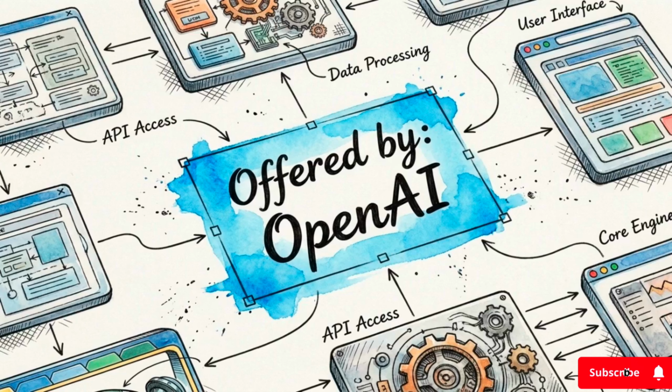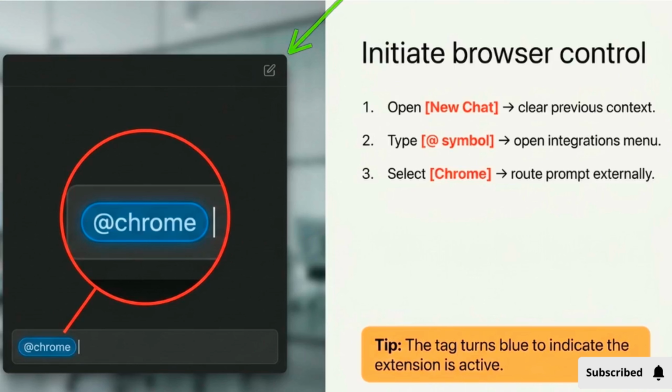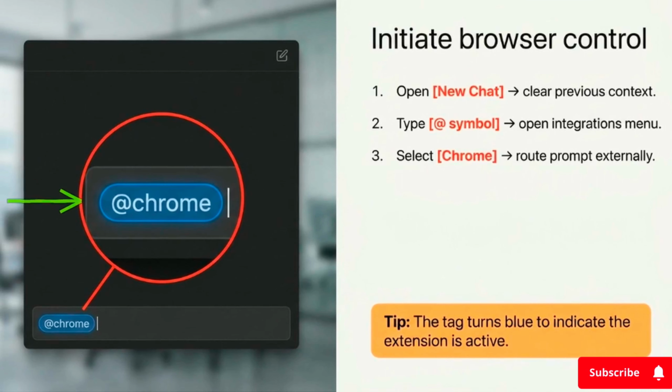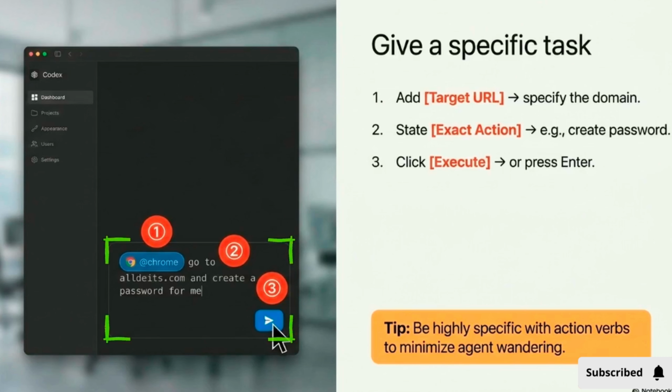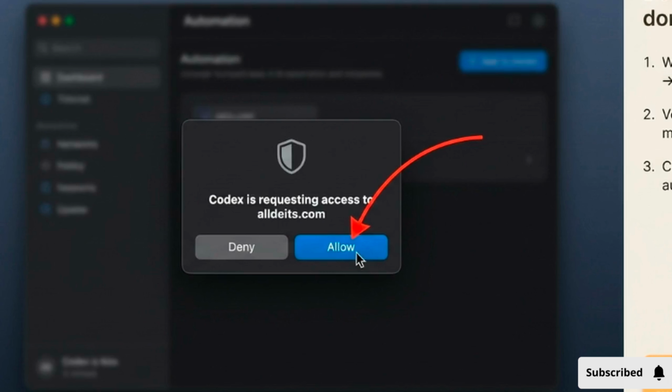Step 1 in running a task is opening a fresh chat to clear any previous context. Then, simply type the @Chrome tag to activate browser control. A secure prompt requires two specific elements, the exact target URL and a precise action verb. After you hit Enter, Codex pauses. It will always trigger a pop-up asking for explicit permission to access the domain. Click Allow to authorize the action.